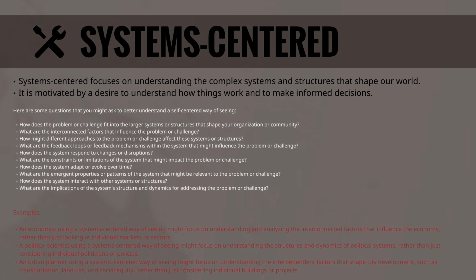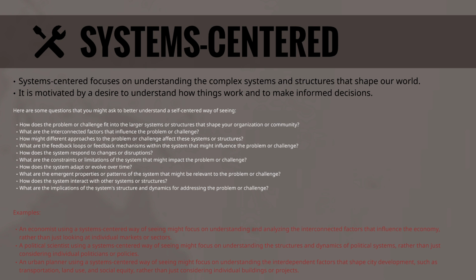The tool's fourth perspective, system-centered, is concerned with understanding the complex systems and structures that shape our world. By analyzing the relationships, interactions, and feedback loops within the system, we can identify points of leverage and opportunities for improvement. The system-centered approach is critical in understanding the broader context of any problem or challenge and helps in making informed decisions. To better understand the system-centered way of seeing, here are some questions that may be asked.